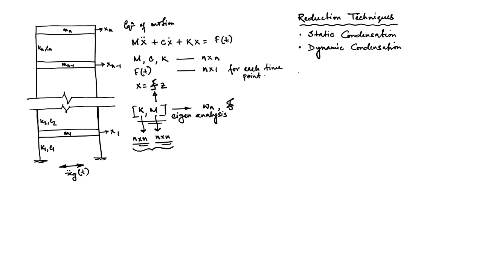For that, what we do, we have this x, that is the generalized coordinate, right. Now, we split this x into two halves. The first part we mark it x s, and the second part is what we call x p. Let me explain first, and then we will see how we are going to split this x and then reduce the size of the matrices. Now, here p stands for primary and s stands for secondary.